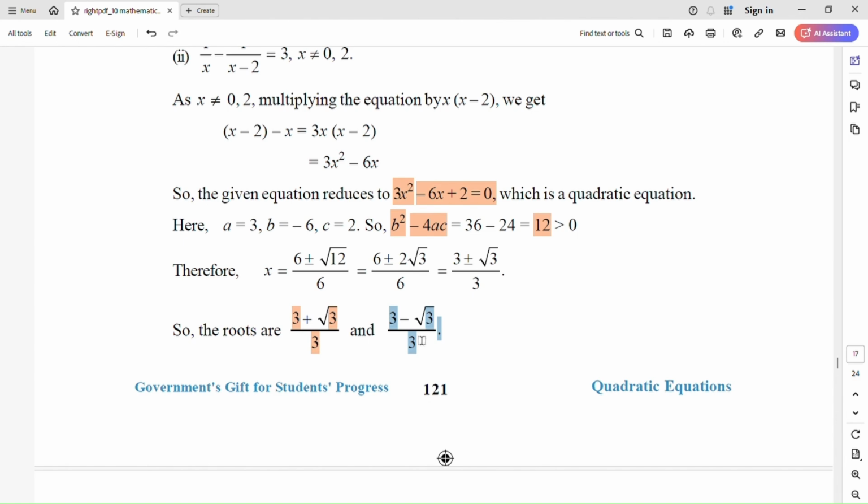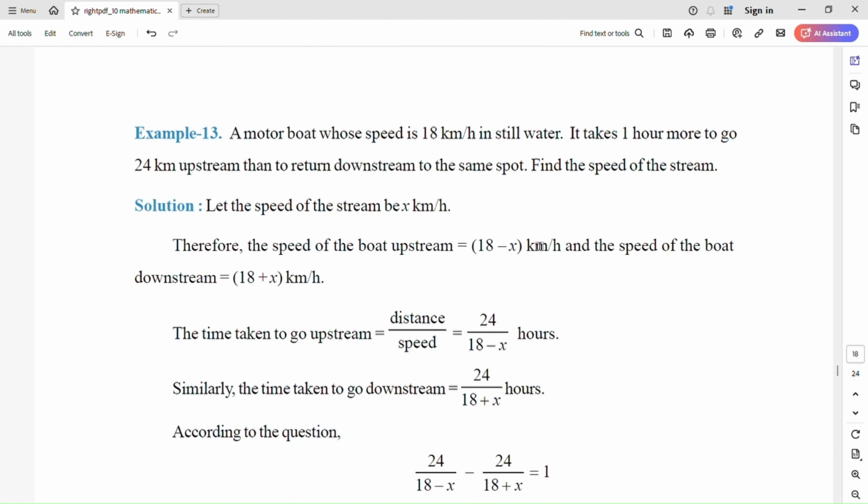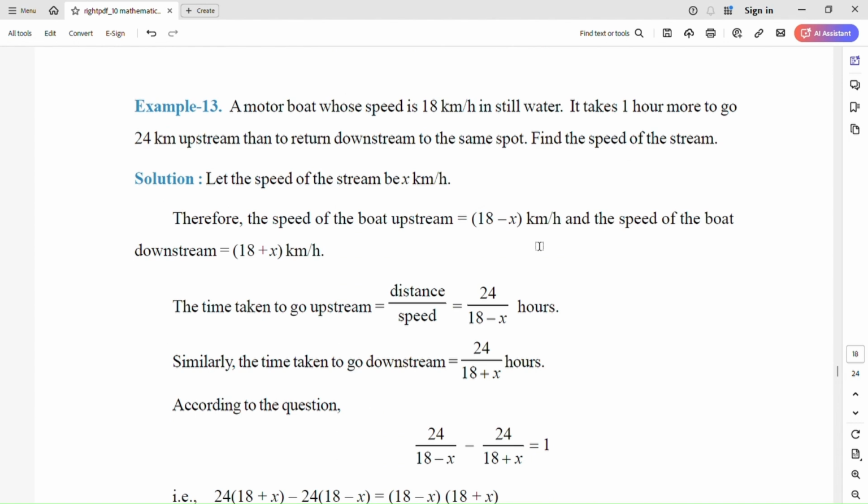Alright, these are the values of the roots. Let's check one more example. A motorboat whose speed is 18 kilometers per hour in still water takes 1 hour more to go 24 kilometers upstream than to return downstream to the same spot. Find the speed of the stream.